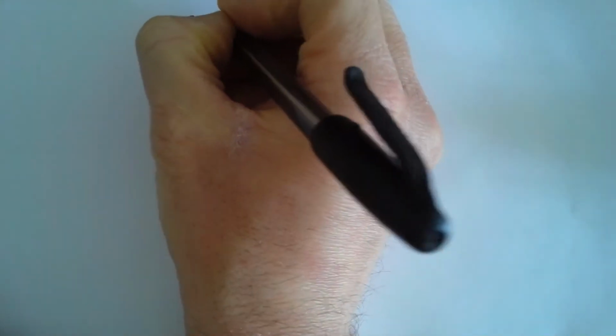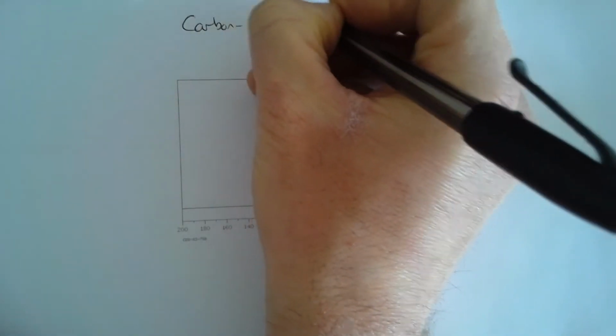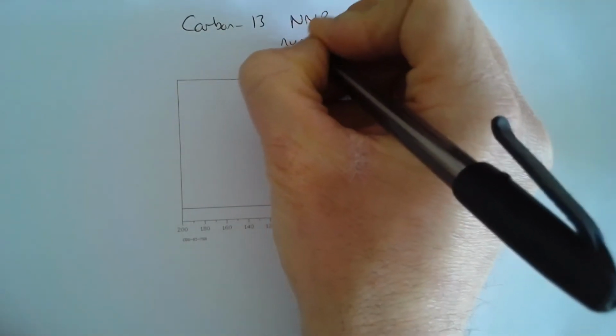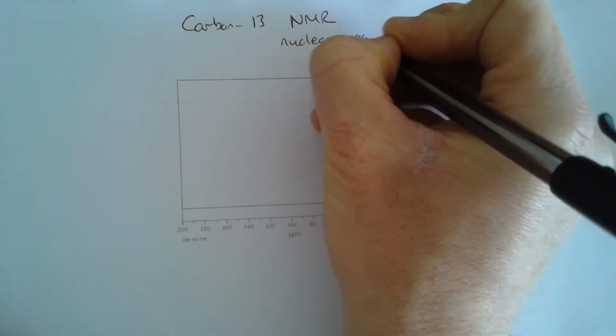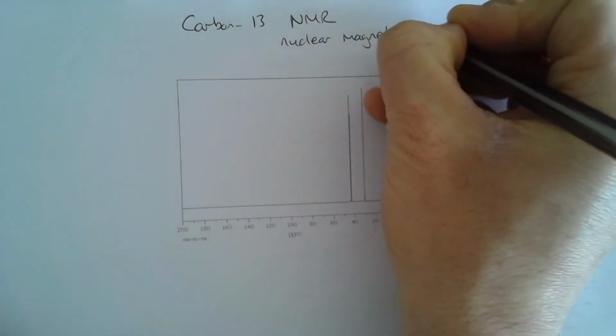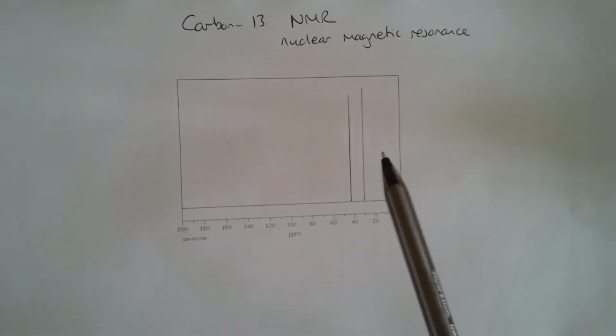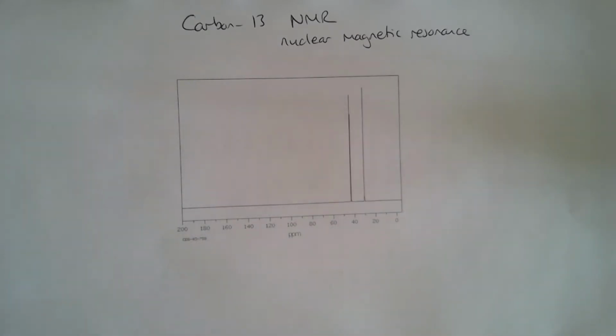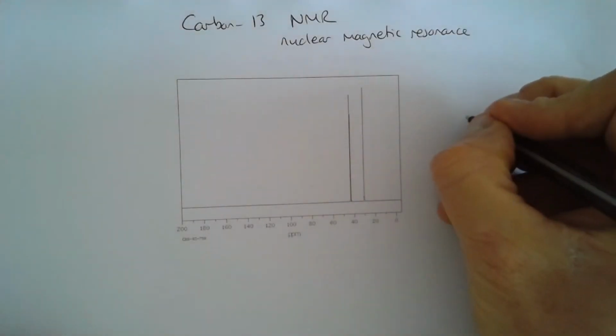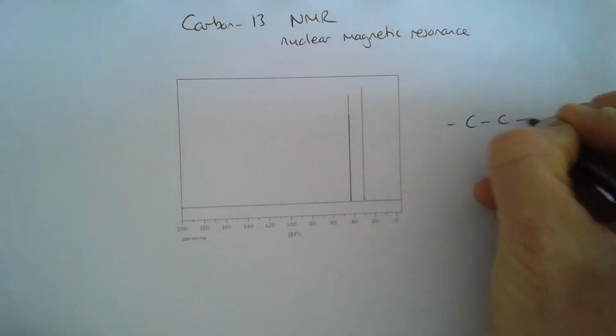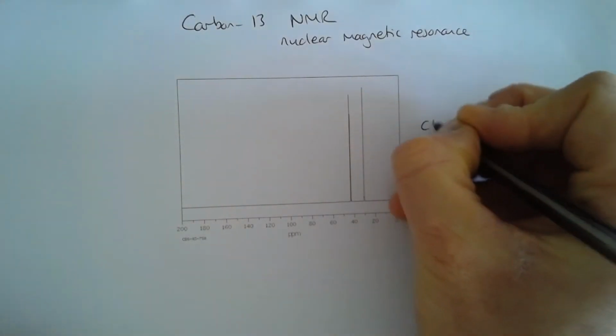Okay, so we're going to have a look at carbon-13 NMR. NMR stands for nuclear magnetic resonance. So it's a spectroscopic technique, the process of which we really don't need to go into, other than to say that at the end of it, when we have a sample, we're going to get a spectrum produced. This is actually the spectrum for the compound 1-bromo-2-chloro-ethane.